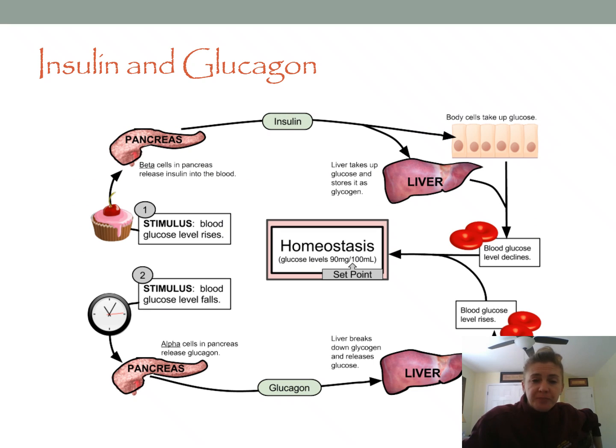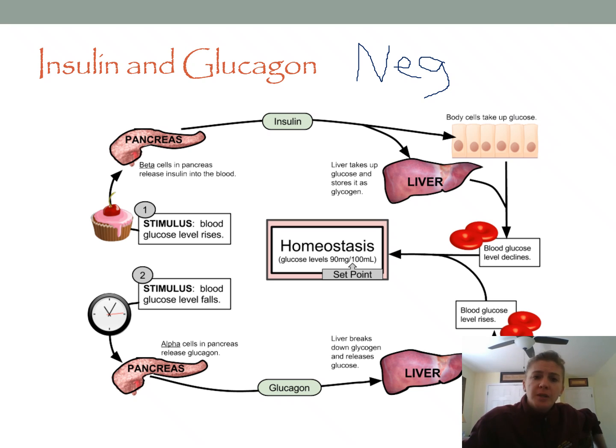Quiz question. Is blood glucose level control regulated by negative or positive feedback? If you said negative, that is correct. Look at number 1 here, right? We all just ate a cupcake because we need a little boost. So we ate a cupcake, so the level of sugar in our blood rises a little bit, right?